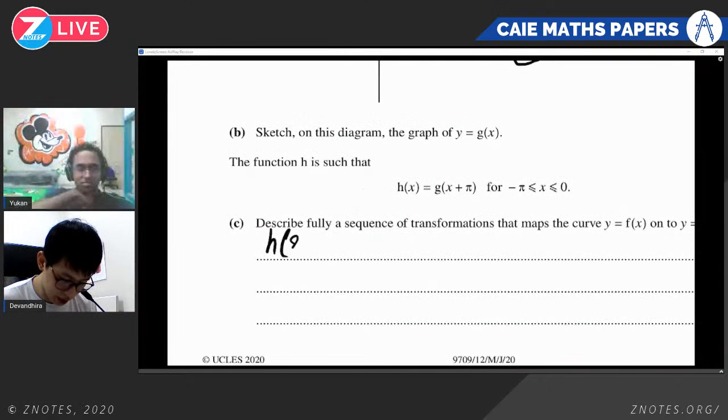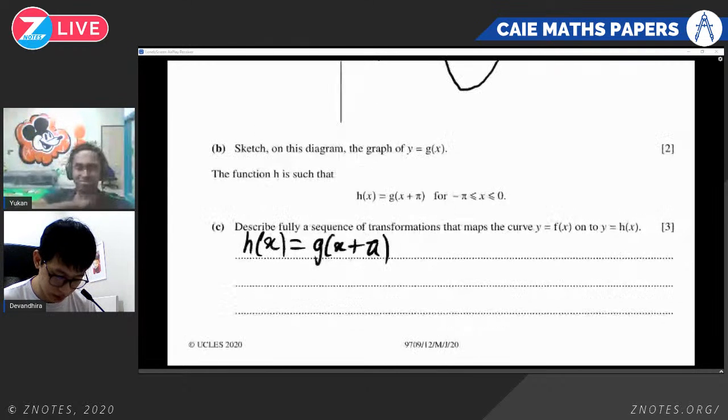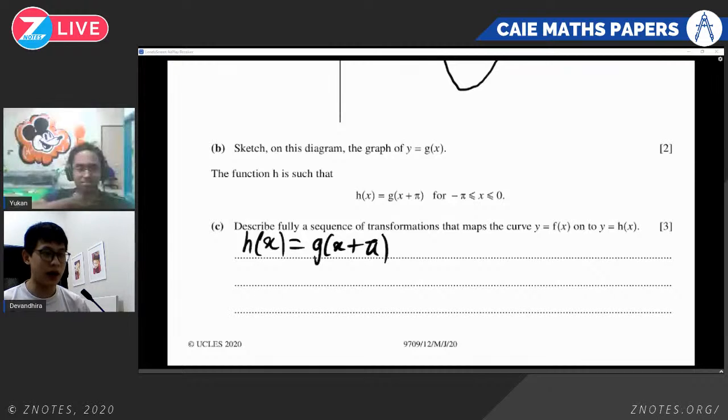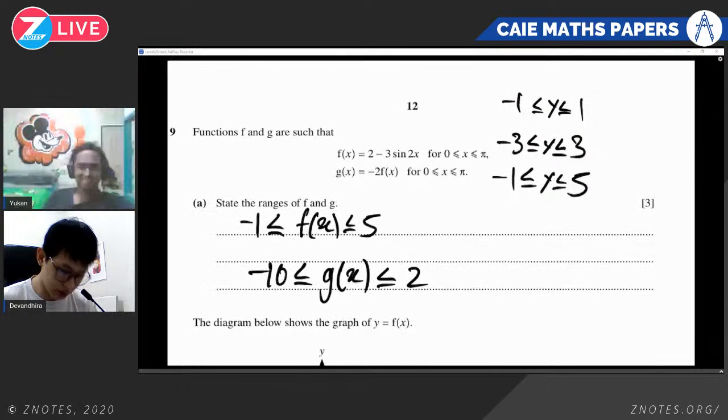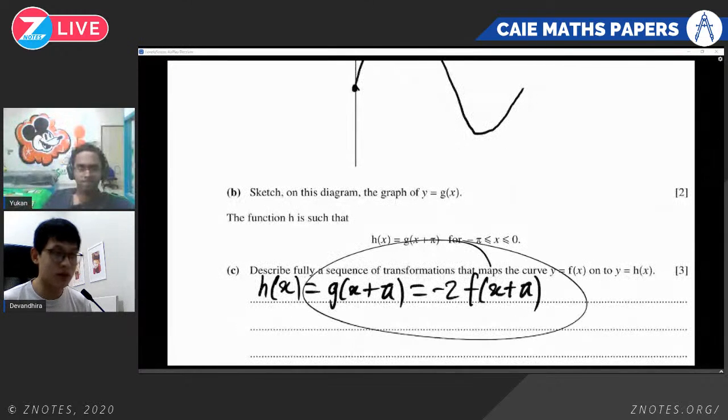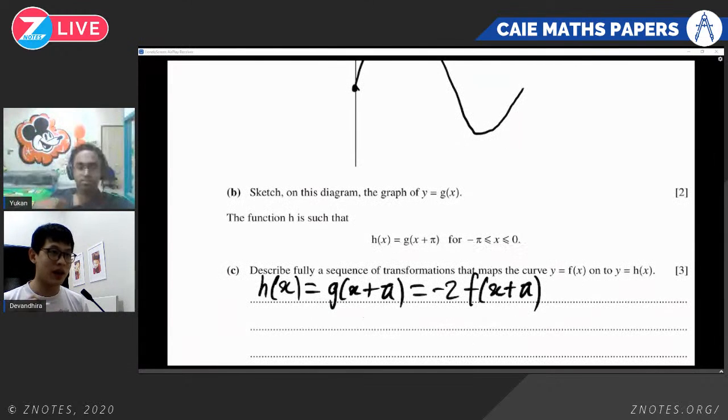So from the question, it says h of x is g of (x plus pi). But what is g of (x plus pi) in terms of f of x? That would be -2 f of (x plus pi). Because g of x was -2 f of x, just replace the x with x plus pi, and we get this. Agree?